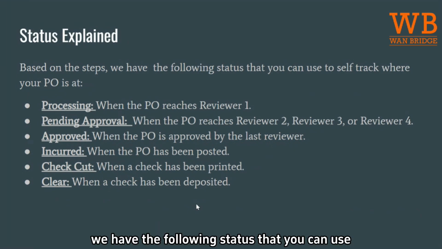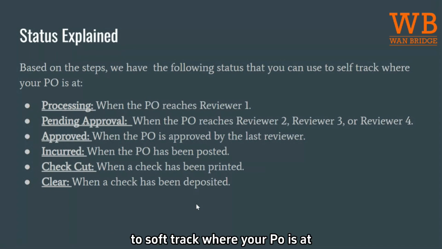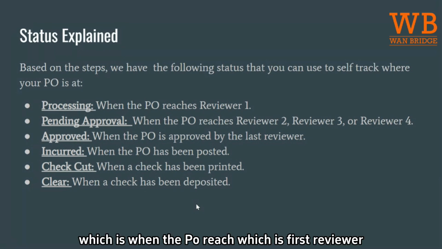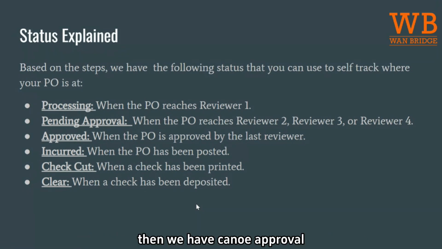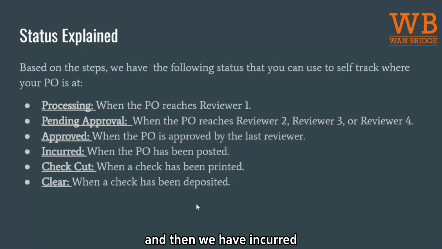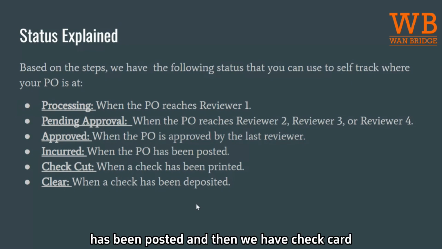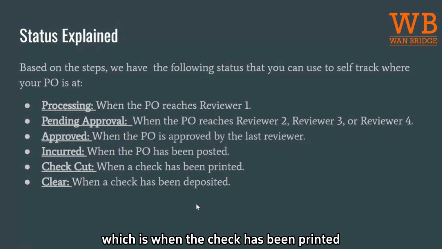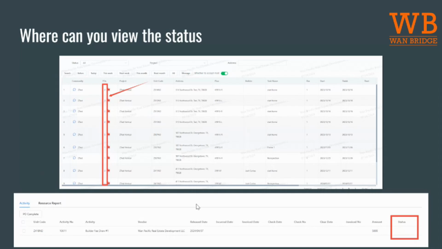Based on the steps, we have the following statuses that you can use to self-track where your PO is at. First, we have processing, which is when the PO reaches the first reviewer. Then we have pending approval, which is when the PO reaches the second, third, or fourth reviewer. Third, we have approved, which is when the PO is approved by the last reviewer. And then we have incurred, which is when the PO has been posted, and then we have check cut, which is when the check has been printed. Lastly, we have clear, which is when a check has been deposited.